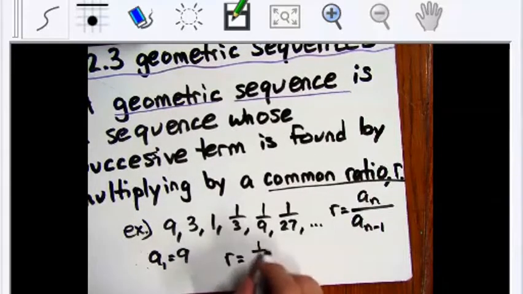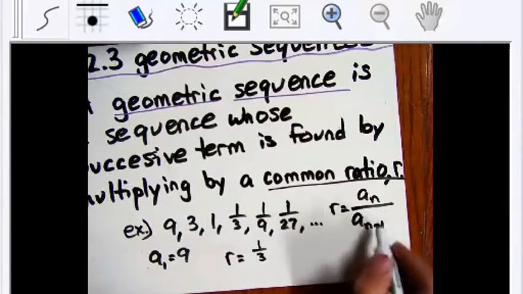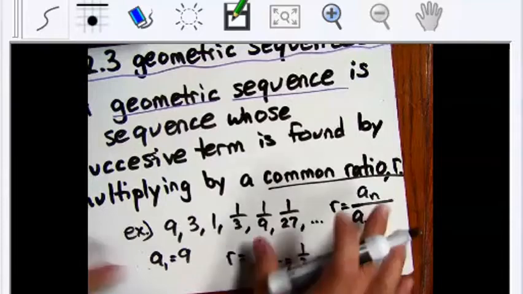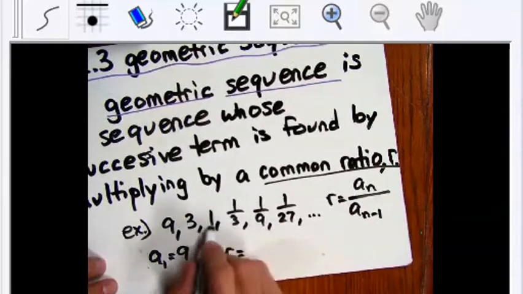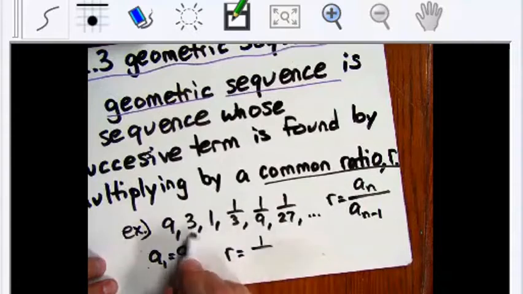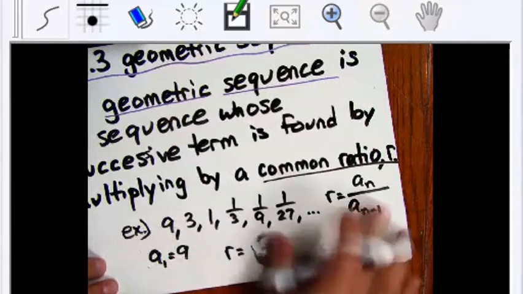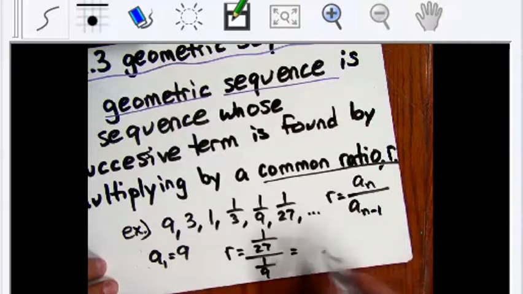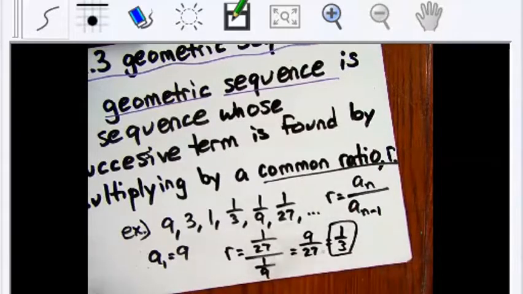Let's do a simpler one. 1/3, and then I'm going to divide by the previous term, 1. So 1/3 is my R value. I literally could have picked any two terms. It doesn't matter. Like if I chose 1, the previous term would be 3, so 1 divided by 3 is 1/3, or 3 divided by 9, or 1/27 divided by 1/9. Remember, this would work out to just be 9/27, which is 1/3. So my R value is 1/3.